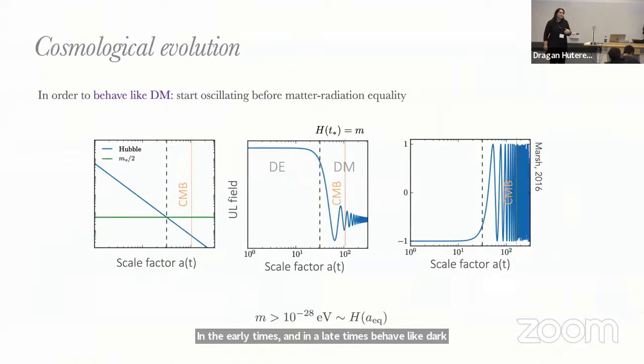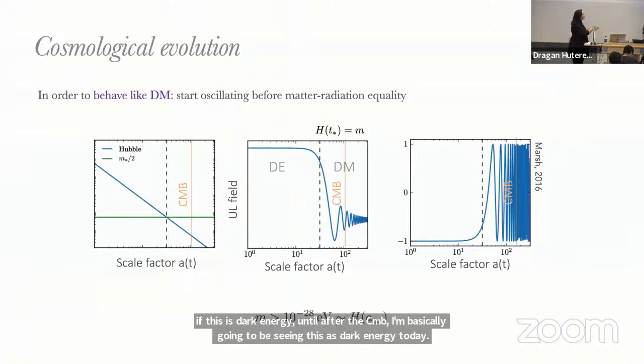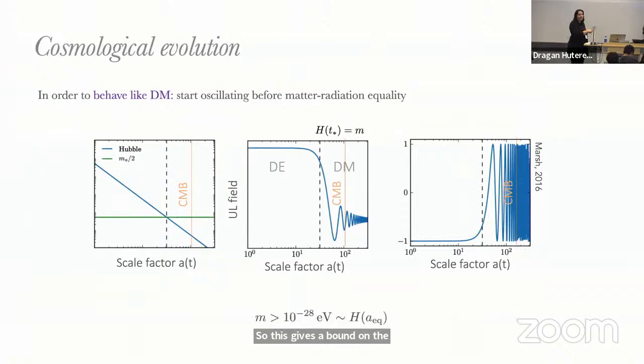What sets the bound for this being seen today as dark matter or dark energy is when H is equal to m. If H is equal to m at the CMB, this is going to behave today like dark matter because I'm seeing the oscillations now. If this is dark energy until after the CMB, I'm basically going to be seeing this as dark energy today. So this gives a bound on the mass of this scalar field. It needs to be bigger than the Hubble parameter at equality, and this gives me a bound of 10 to the minus 28. Sorry, this is not CMB, this is equality. So this gives me a minimal bound.